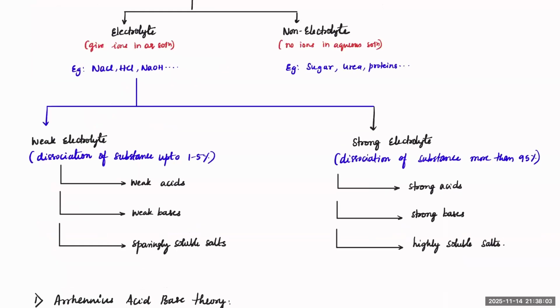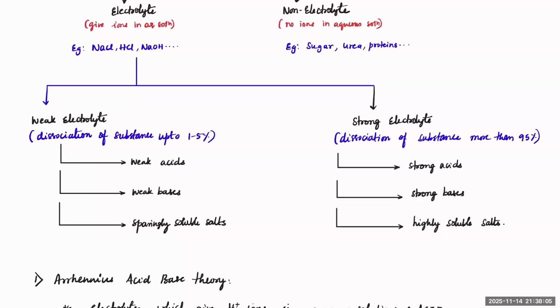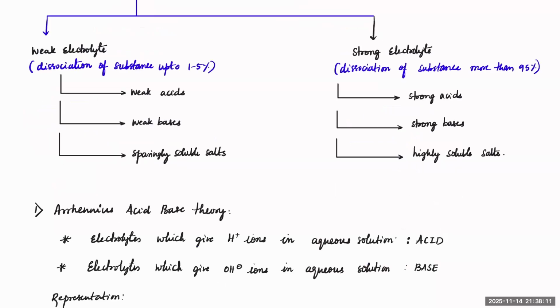Within the electrolytes, we have two types: one is a weak electrolyte, the other is a strong electrolyte. We use the term weak electrolyte if the dissociation of the substance is not more than 5%. From 1 to 5 percent, that is the maximum amount of dissociation which you will notice, especially when you have weak acids, weak bases, and some sparingly soluble salts.